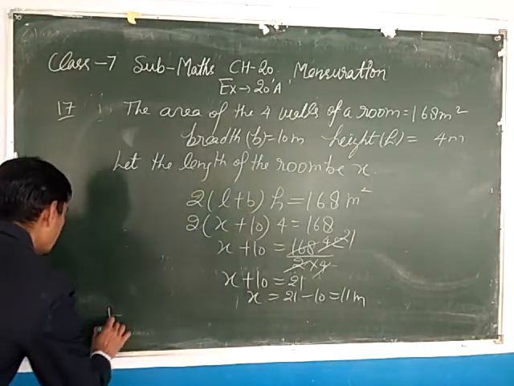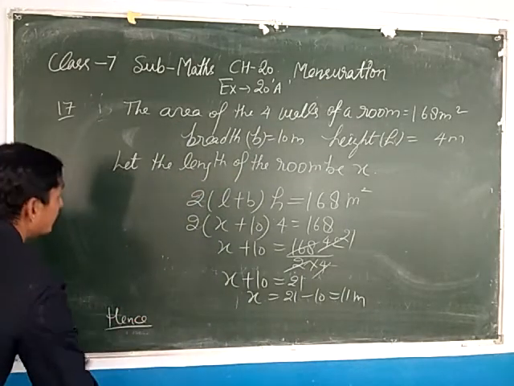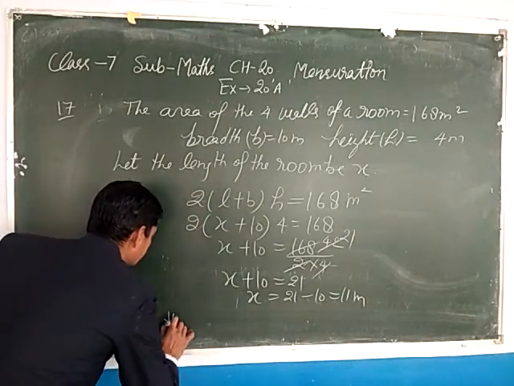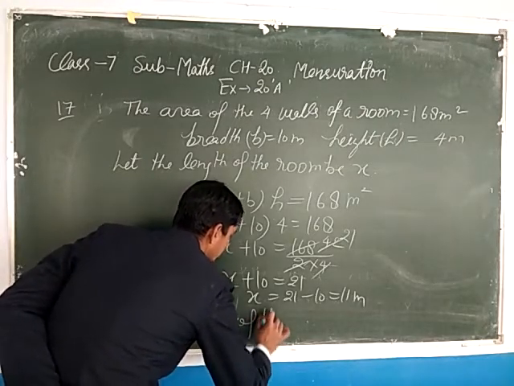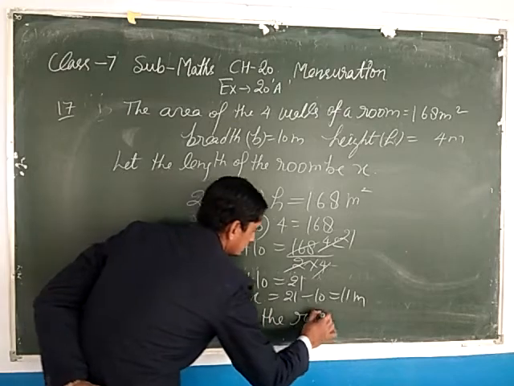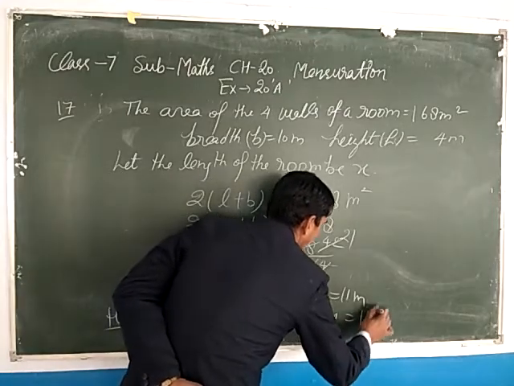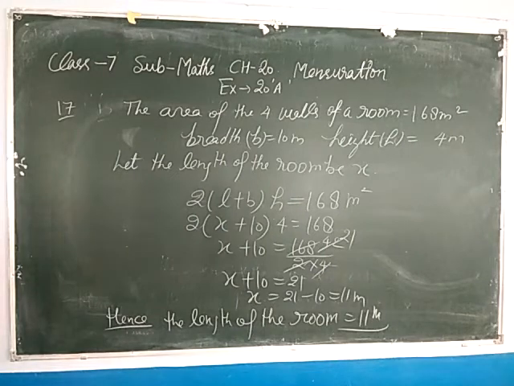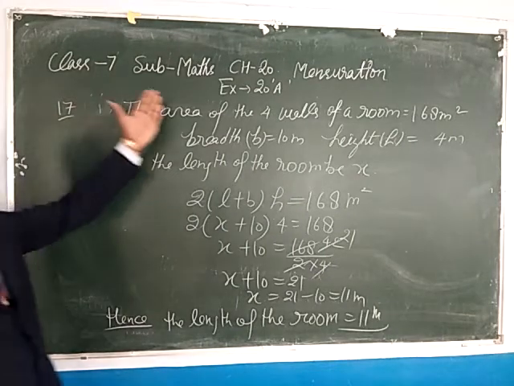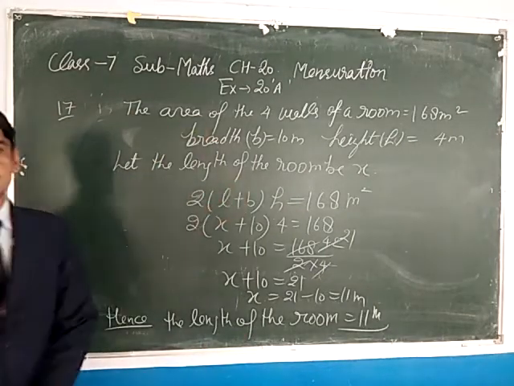11 meter means, hence, the length of the room equals 11 meter, and 11 meter is the required answer of this question. So everything clear beta? Now after this, see the next question.